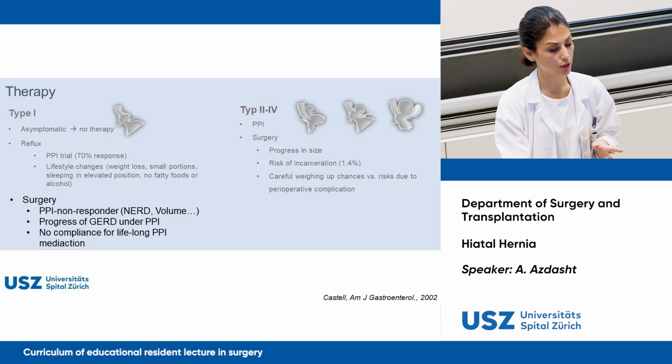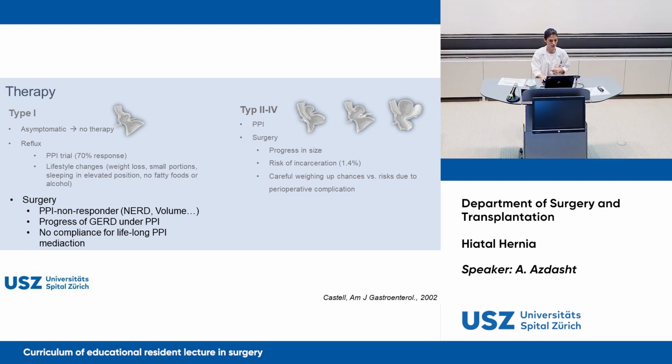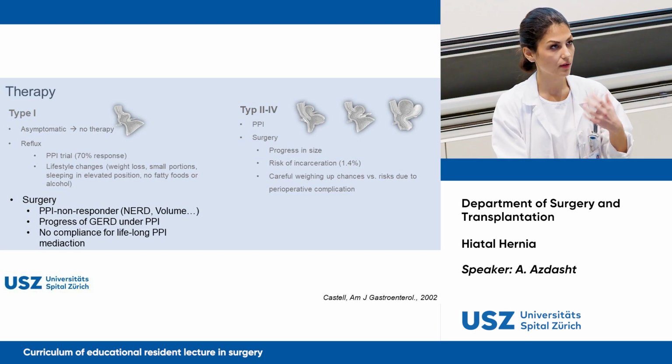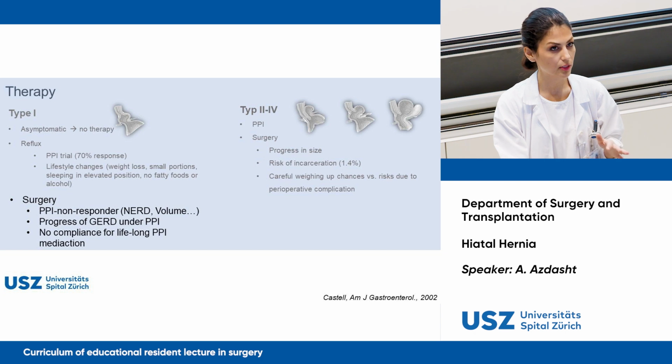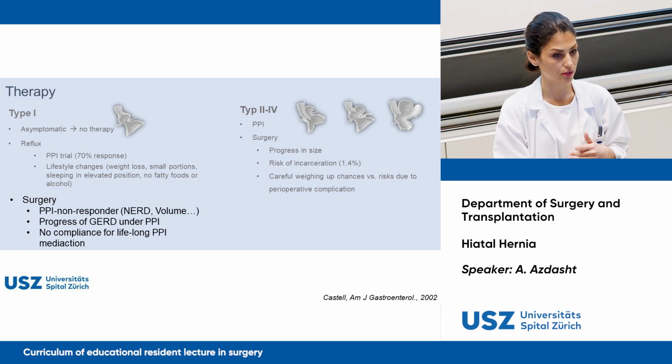So when do we do surgery for symptomatic type 1 patients? It is actually when you have a PPI non-responder, for example, in a non-erosive reflux disease, or if the patient suffers from volume reflux, or if the patient actually had an improvement but now has a progression of his gastroesophageal reflux under the PPI, or if the patient is young and is not compliant for a lifelong PPI medication.